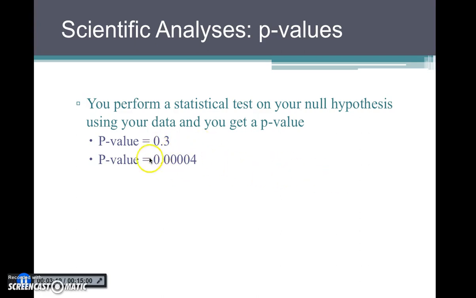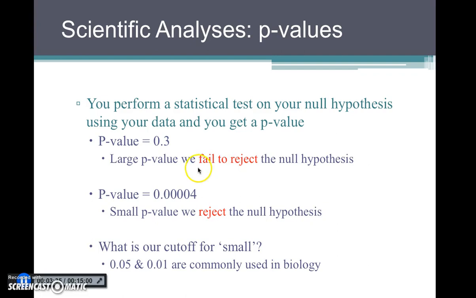Now, for a very, very small p-value, that means that there's a very small chance that we would get data like ours if the null hypothesis is true. Therefore, we think the null hypothesis is not true. Our data just don't fit with that, so we would reject the null hypothesis. All right, so you fail to reject for large p-values and you reject for small p-values.